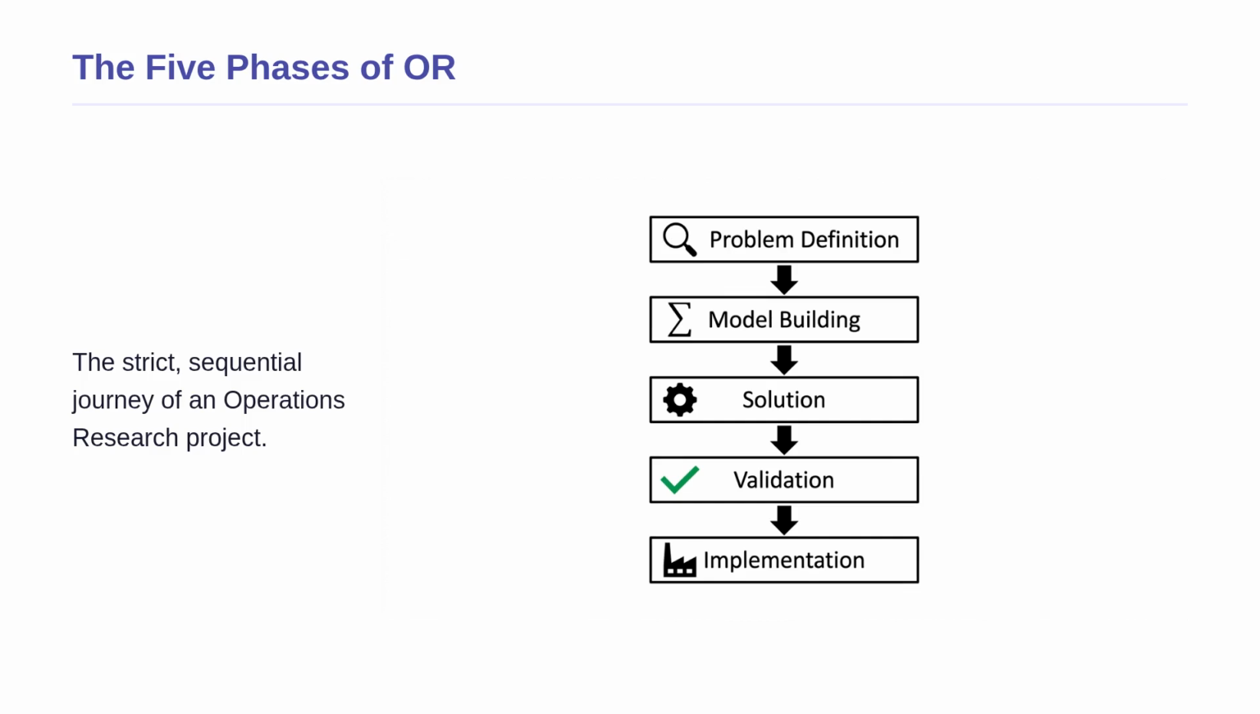What you are seeing here is a flow chart that visually summarizes an operations research project. Notice how it is a strict sequence. You start at the top with problem definition, moving down to model building, then finding a solution, followed by validation, and finally implementation. You cannot build a model without defining the problem first, and you cannot implement a solution without validating it. This step-by-step discipline is exactly what makes operations research so powerful and reliable.